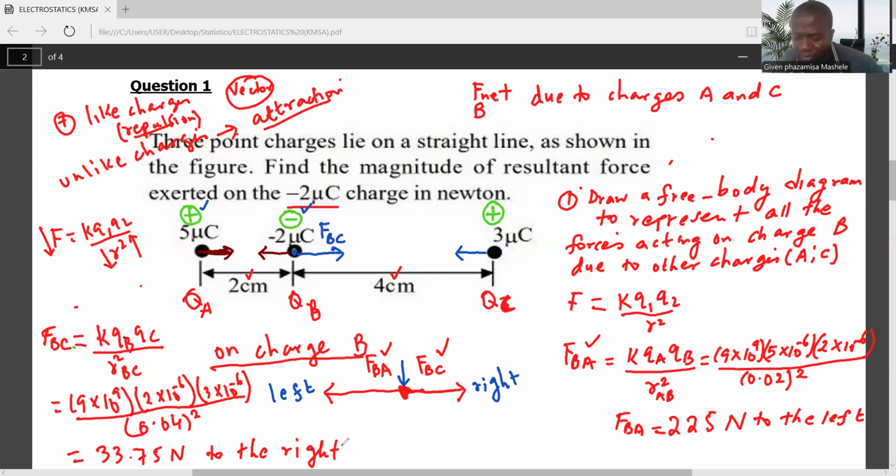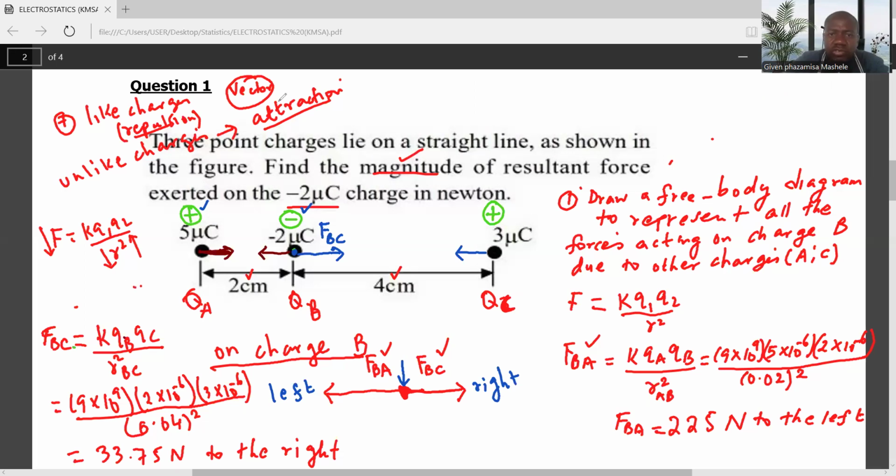So we can still confirm. 9 times 10 to the power 9 multiplied by 2 times 10 to the power minus 6 multiplied by 3 times 10 to the power minus 6, divided by 0.04 squared. Yes, it's giving us 33.75. But since we want to calculate the net electrostatic force, the magnitude actually, there's no need for us to specify the direction. But now what we're going to do is calculate the net force on B. So we're going to say, okay, fine.